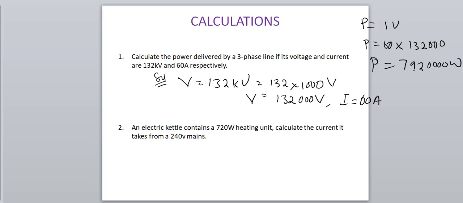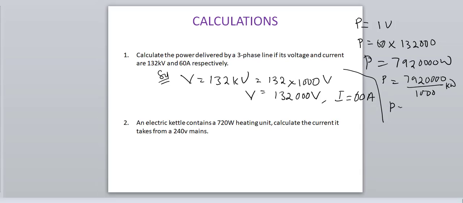Since this number is a very big number, we can change it to kilowatts. To change watts to kilowatts, you divide it by 1000. So power is equal to 7920000 divided by 1000. Once we do that, we are going to get kilowatts. The 3 zeros will cancel out 3 zeros, leaving us with 7920 kilowatts. So that is the power delivered. Take note of that.